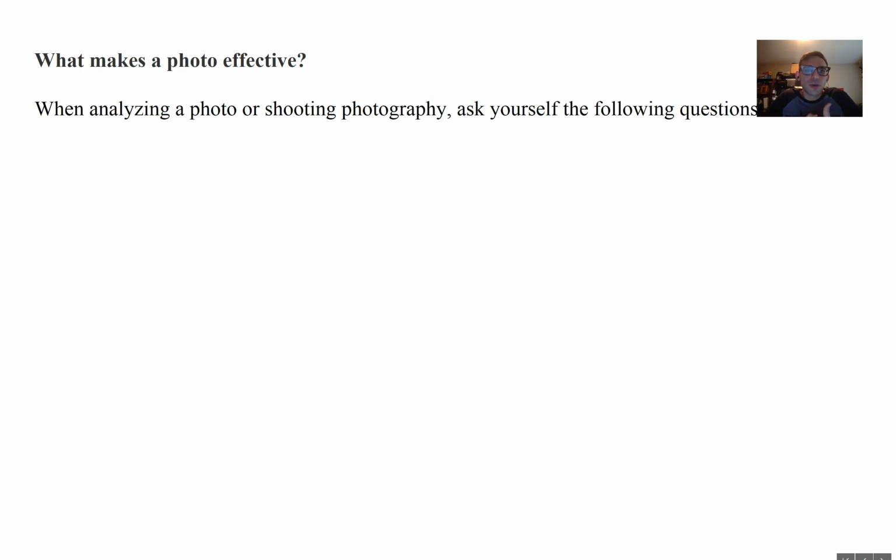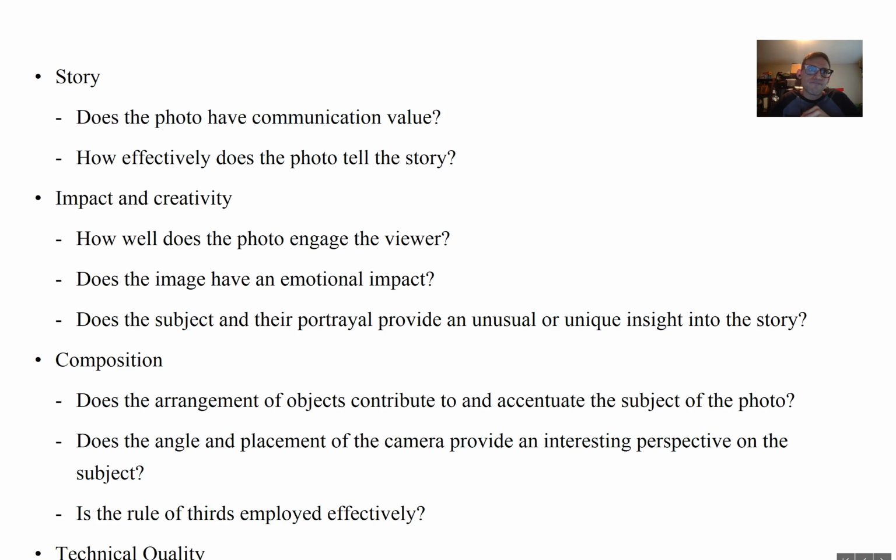When analyzing a photo, or shooting your own photos, think about the following questions. Look at the story. Does the photo have communication value? How effectively does a photo tell a story? When looking at a photo, one of the things that really draws you in is the story of the photo. So those questions really help you think, is this picture worth taking? And when people look at it, do they understand what's going on?